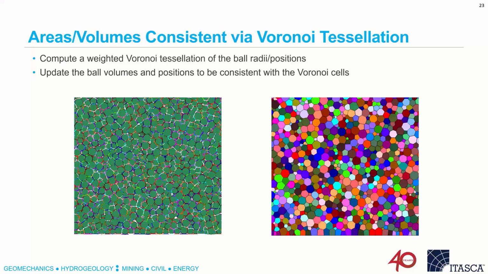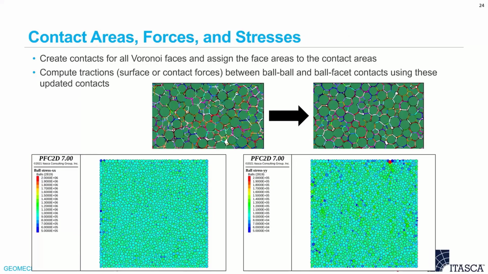And this level of consistency between the enclosed volume and the surface area allows you to specify the stress in a much more homogeneous way. So this is using the ball tractions command. So basically all the contacts are created at the Voronoi faces from the previous plot, and we assign the correct face areas to the contact areas.